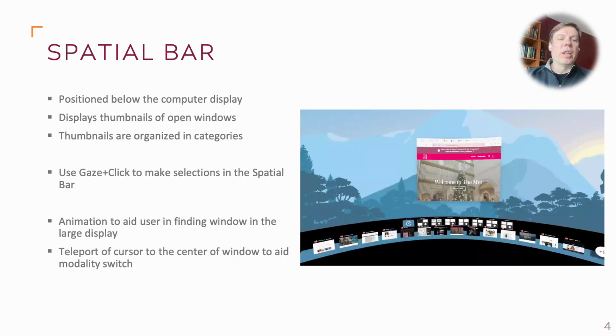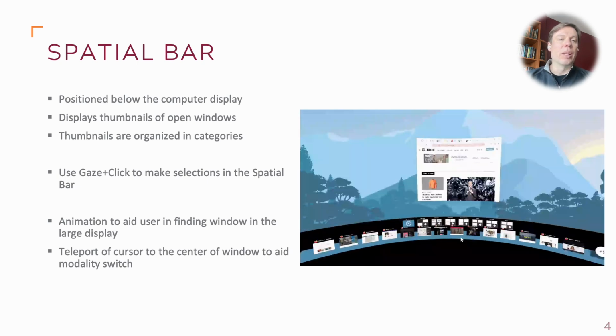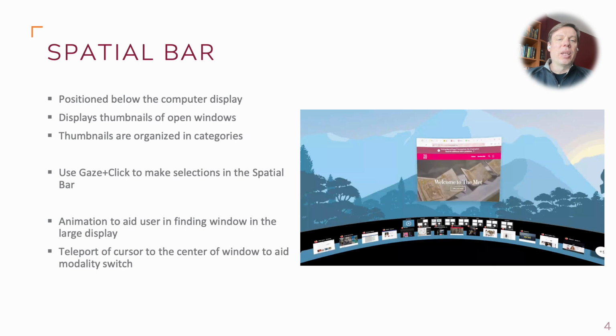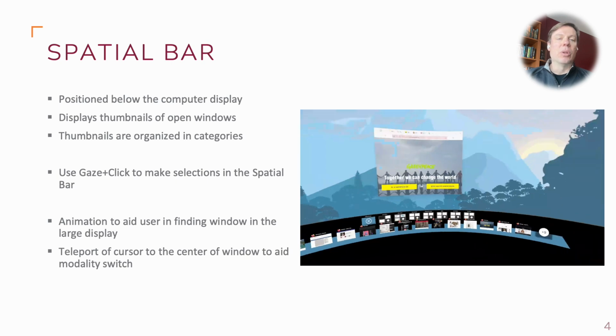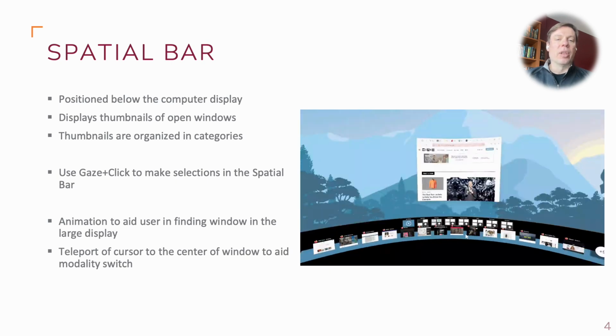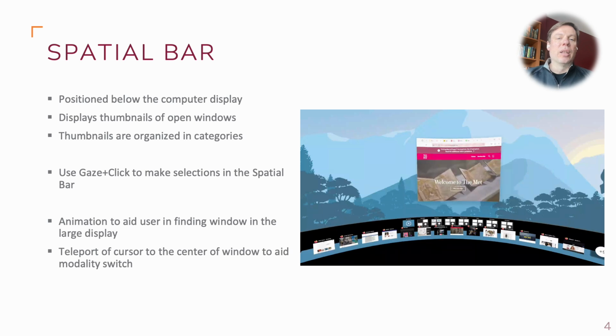So our approach, our technique is called Spatial Bar, and Spatial Bar is similar to a taskbar or dock. It's positioned, however, below the computer display in one of these underutilized spaces. It displays thumbnails of all the open windows in the system, and those thumbnails are organized into categories. So there's two selections that need to be made to switch to a new window. You select a category, and then you select a thumbnail within that category.